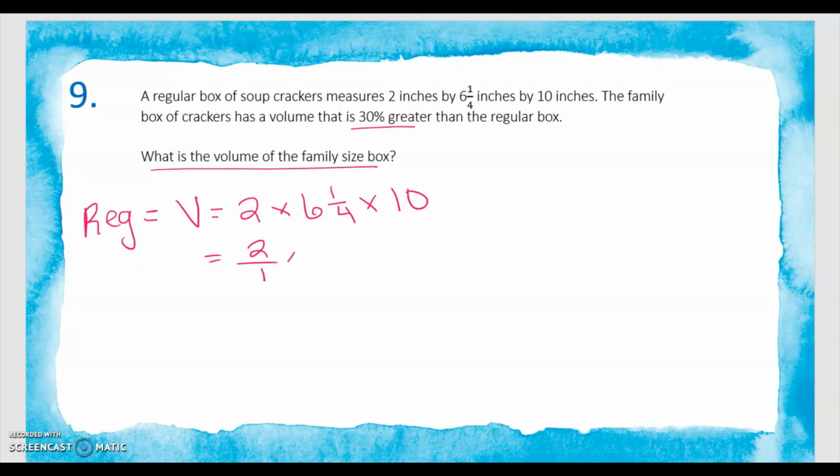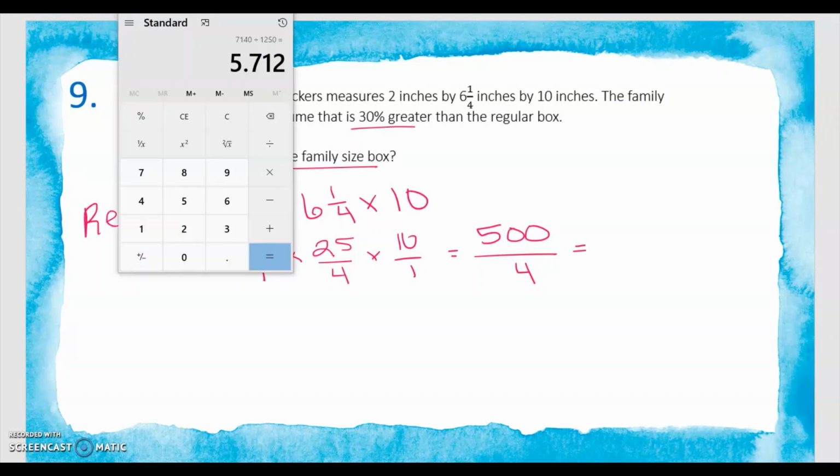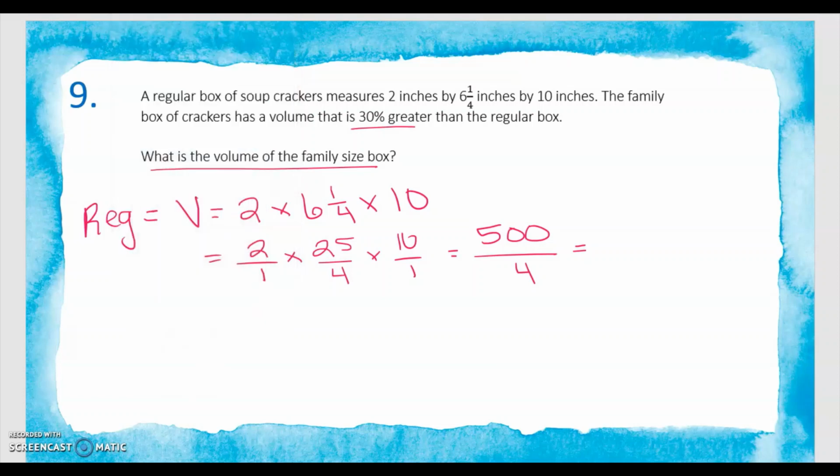I'm going to put all these in fraction form. So 6 1/4, I'm going to make this an improper fraction. So that would be 25 over 4. And then 10 over 1. And that's going to be 2 times 25 is 50 times 10, 500. 1 times 4 times 1 is 4. And just for ease, 500 divided by 4 is 125. So the volume is 125 inches cubed.